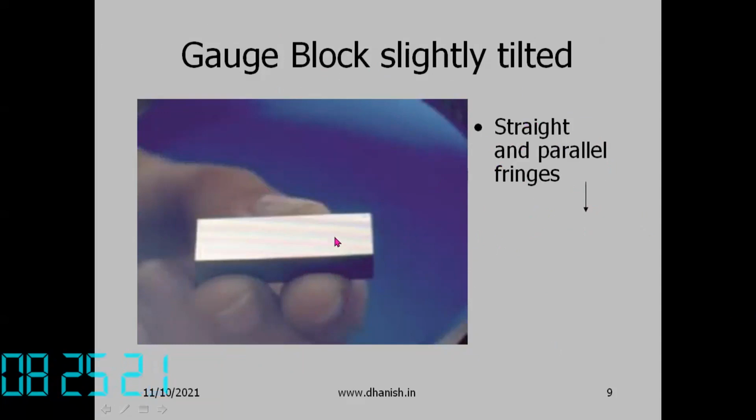If you use white light, you'll get multicolored fringes like this, which is not very clear. That's why we prefer monochromatic light, so that we get clear fringes. It's difficult to measure here which is the starting point and ending point, it is not so easy. That's why this is not used.